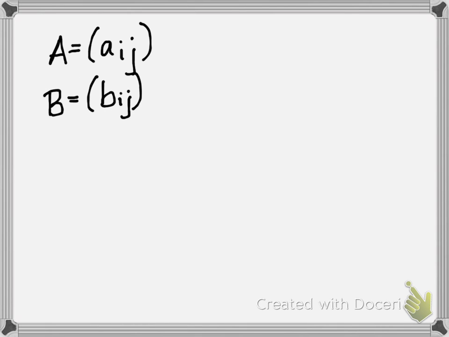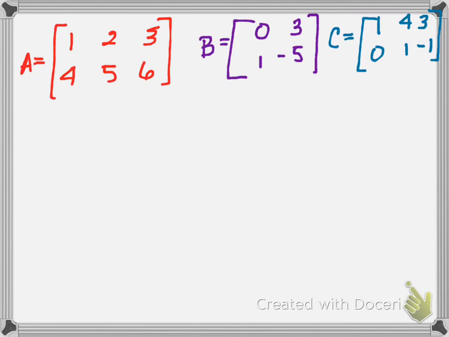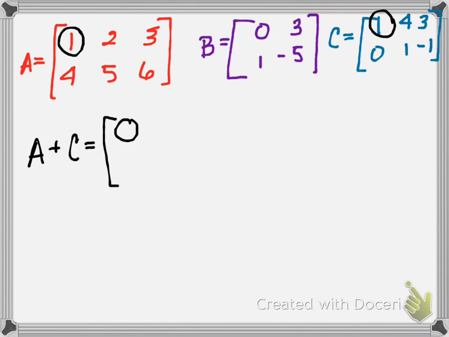Before I show you all the formal definitions, I want to do some examples. So let's start with finding A plus C first. If I want to find the matrix A plus the matrix C, I'm going to add component-wise. So if I want to know what goes in this spot, I'm going to add what's in this spot of A with what's in this spot of C.